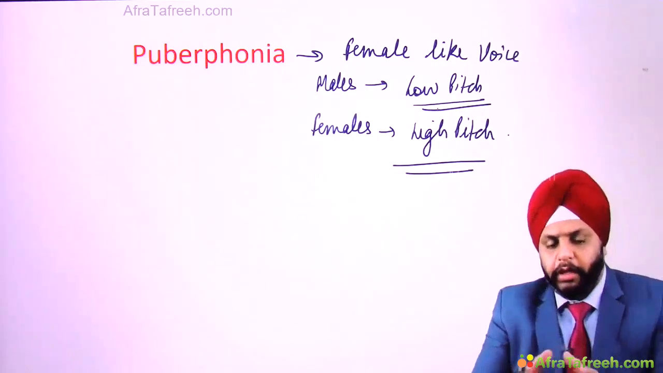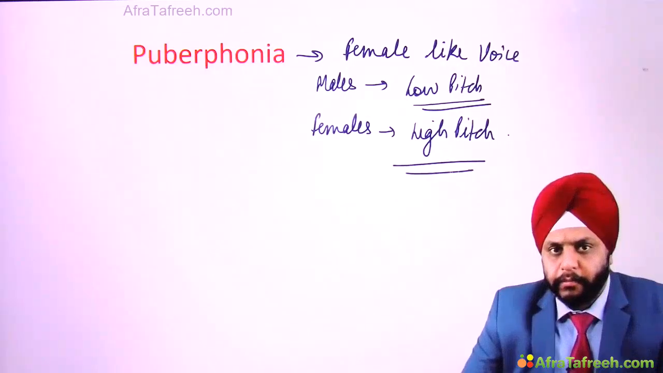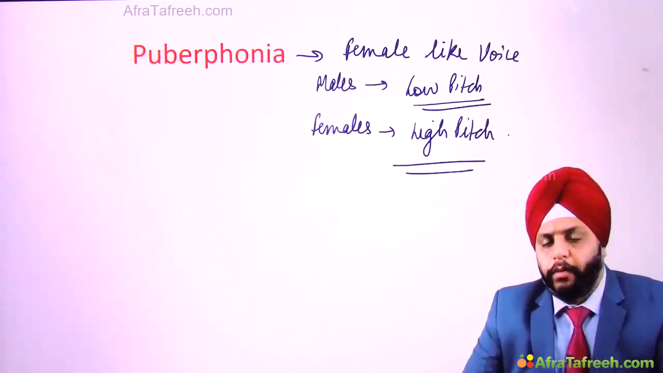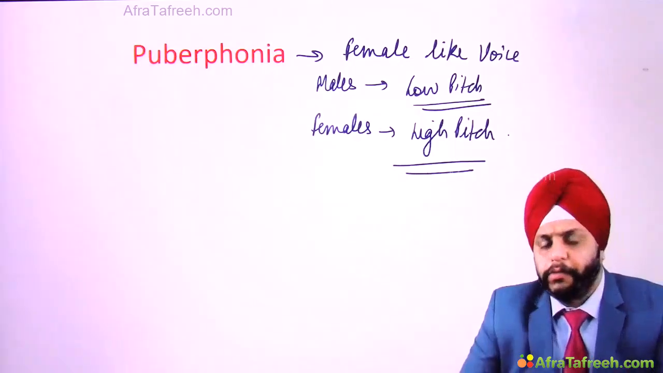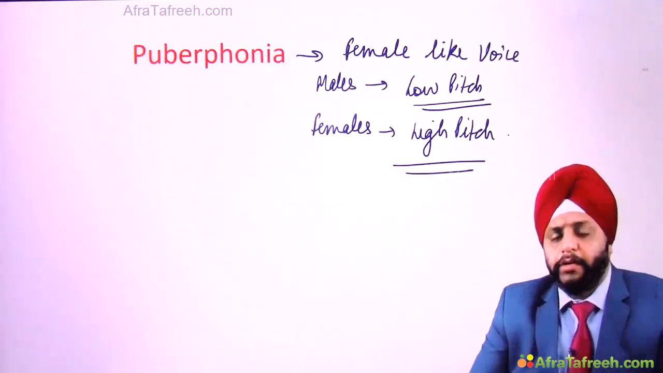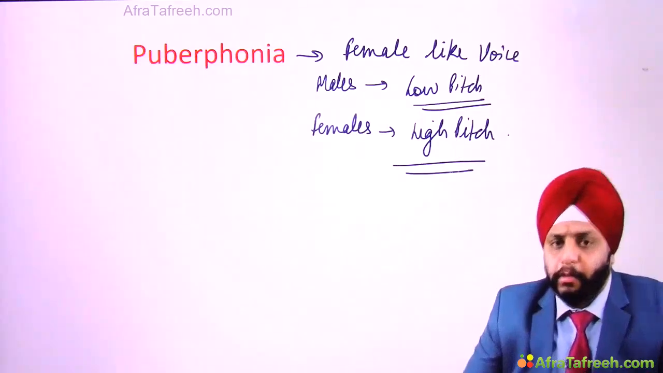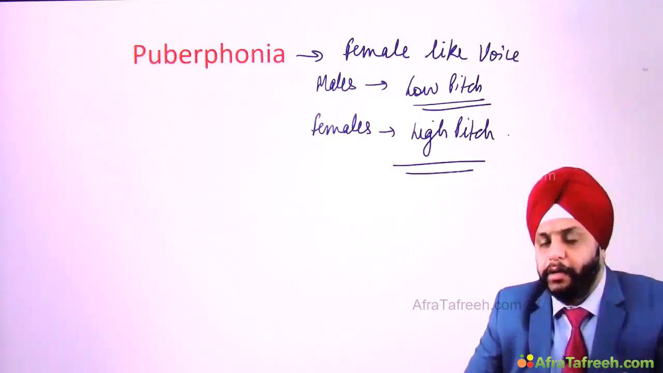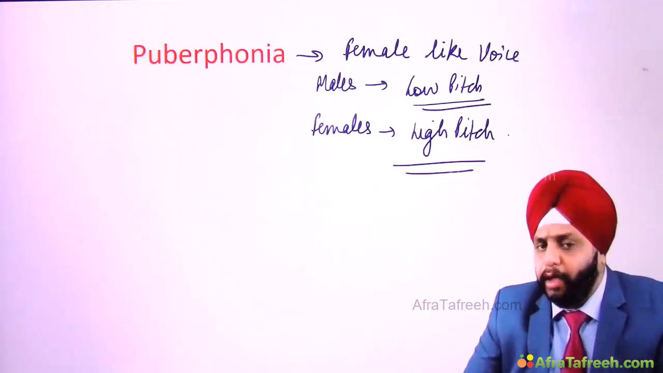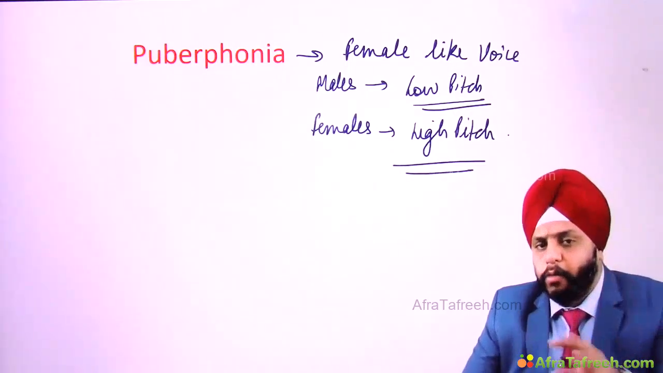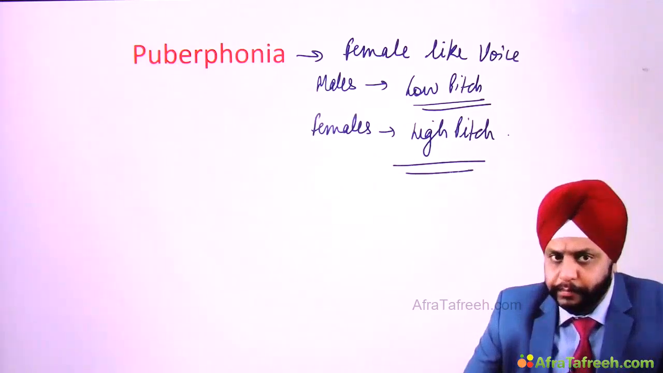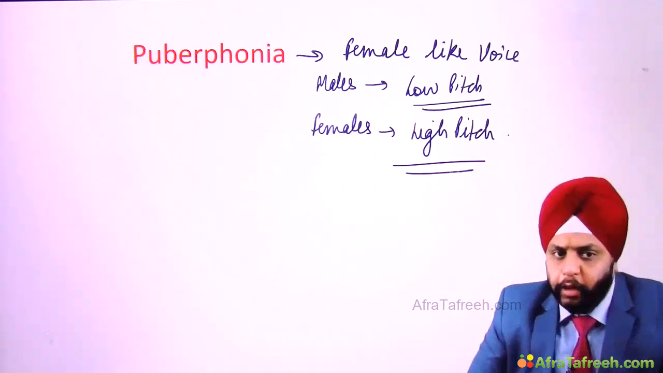Suppose you are sitting in a library and you are studying. Two boys are talking to each other, you may not be disturbed. But if two girls are talking to each other, you will be disturbed. Why? Because the pitch is high. Even when they speak normally, their pitch is high. So obviously, you are more distracted by the high pitch voice. That's a natural phenomenon.